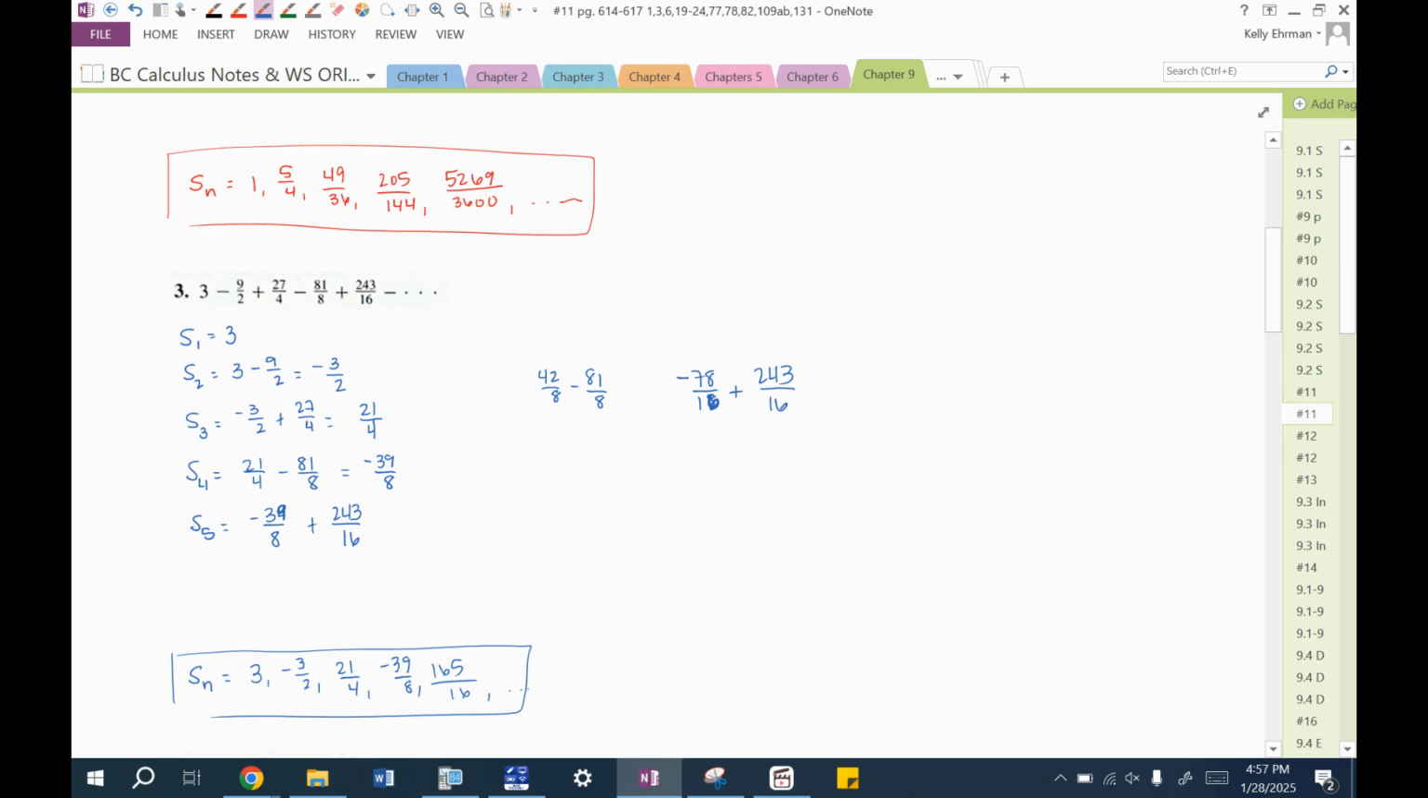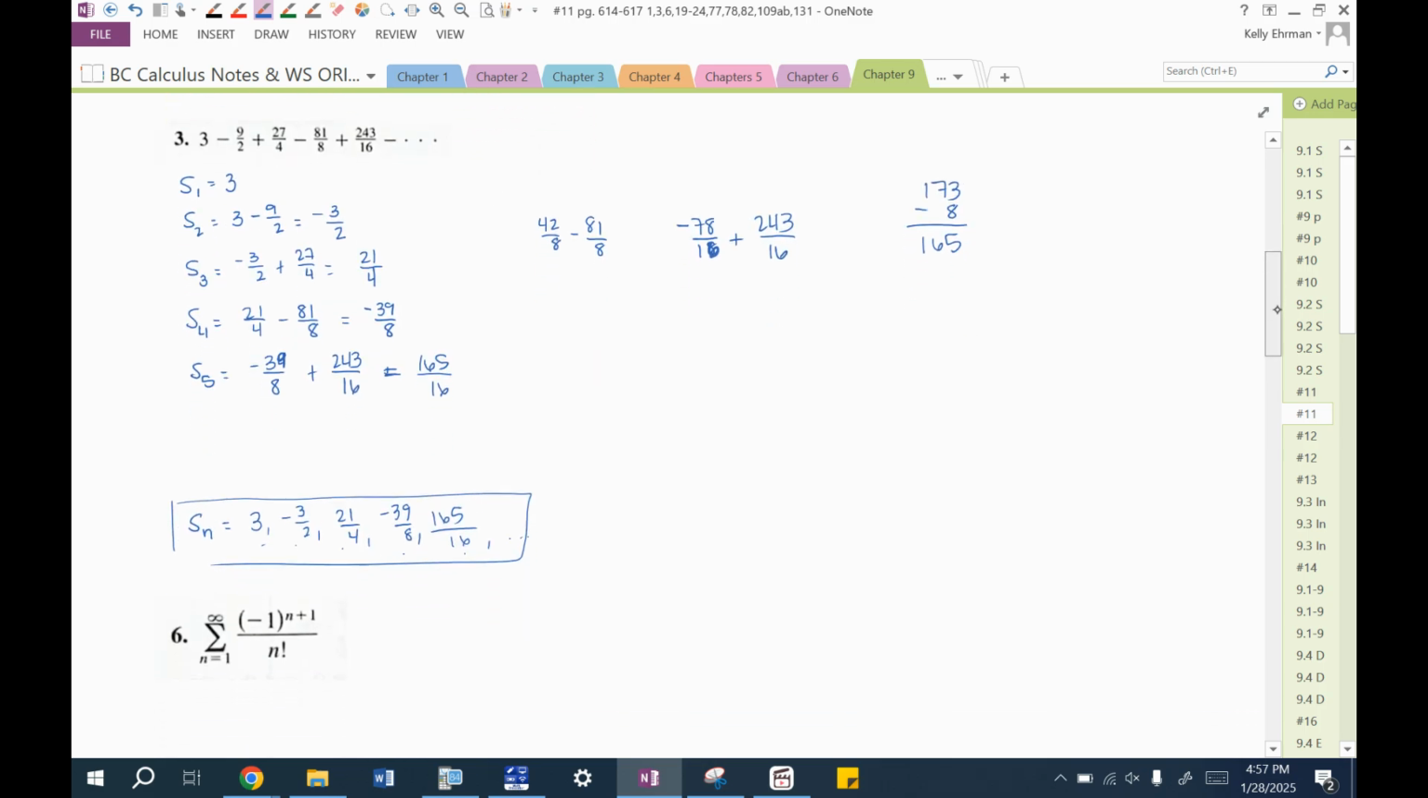So yeah, sometimes I do this in stages. So 243 minus 70 would be 173, and then subtract 8 from that. So 173 minus 8. My brain just doesn't want to keep track of all this stuff. So that would be 165 over 16. Yeah, so then here's my string of terms for the nth partial sequence.